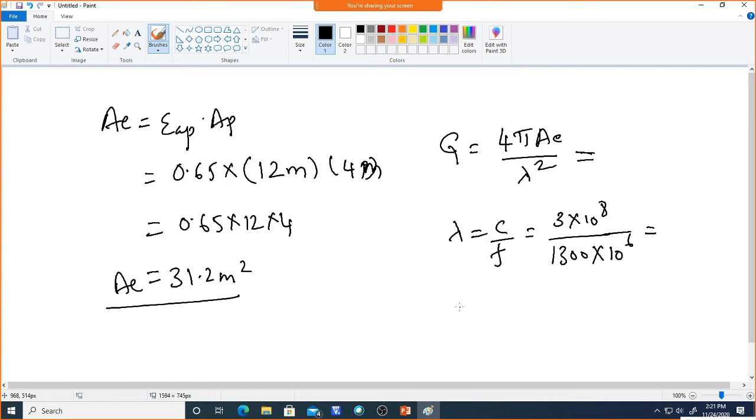Okay, so now gain in dB we need to find out using whatever value we get. So 10 log of that G value, so this will give it in terms of dB. So calculate it and tell me what is the value of lambda and G.